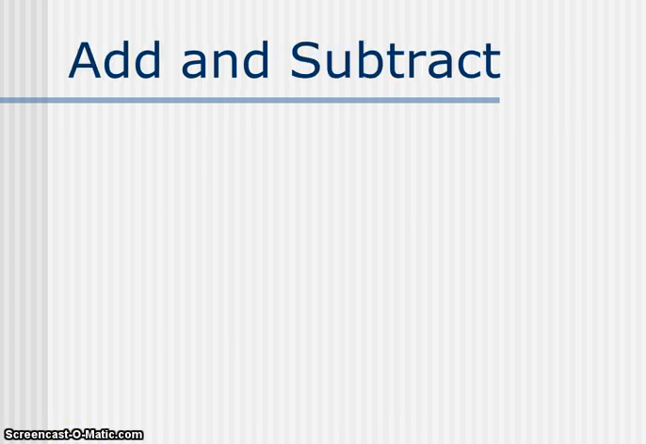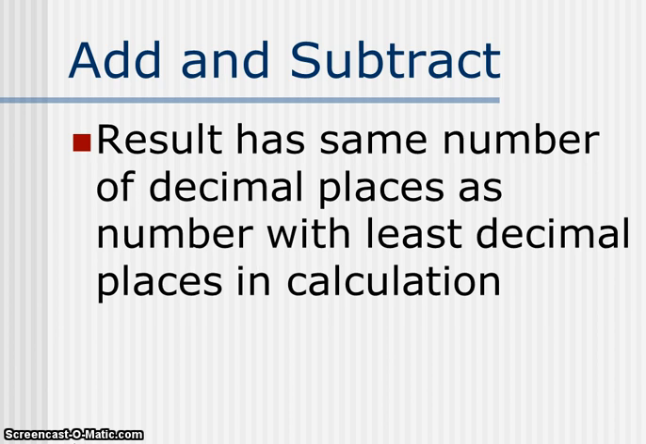So let's talk about adding and subtracting. A little bit of a different rule when we add and subtract. So we take the numbers and we plug them into the calculator, whether we're adding or subtracting, but this time the only thing we're going to look at is how many decimal places there are, not how many total significant digits there are. The one with the least number of decimal places determines how many decimal places we're going to have in our answer.